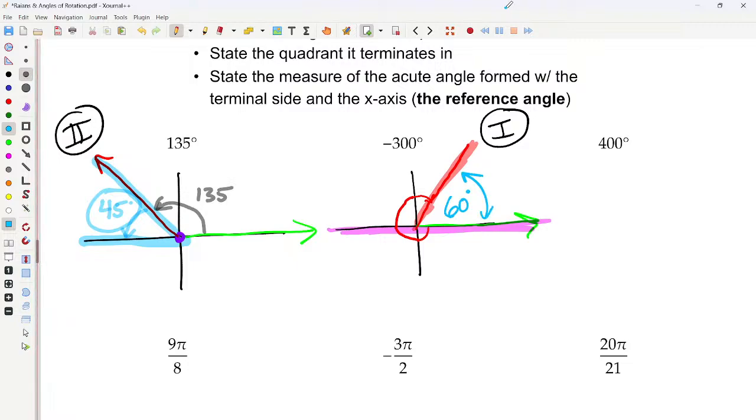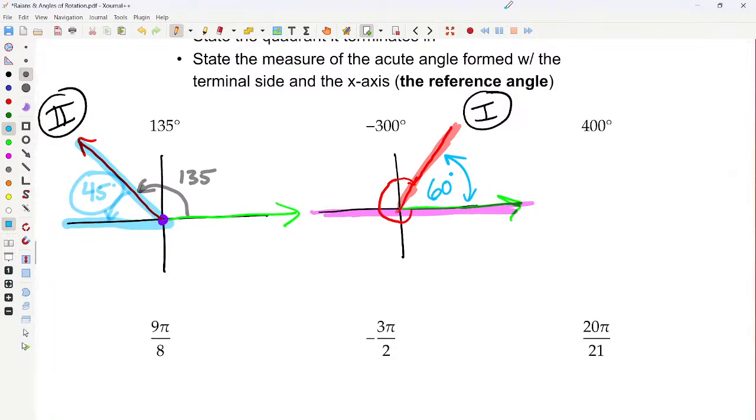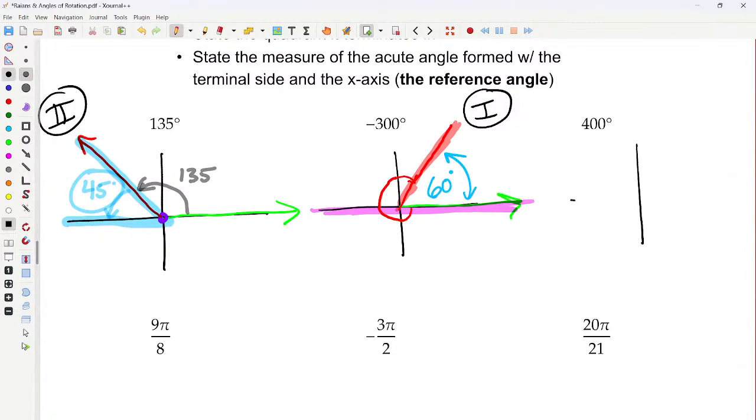60 is our reference angle. 400 degrees. Start here. Rotate upwards, counterclockwise, 90, 180, 270, 360, and 40 more. We've done more than a rotation. There's the angle. That's what 400 degrees would look like.